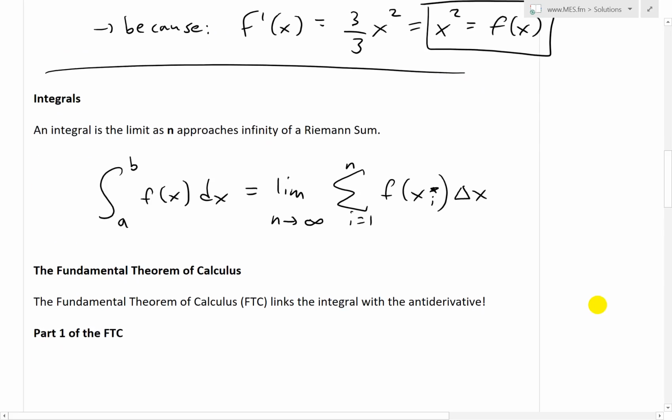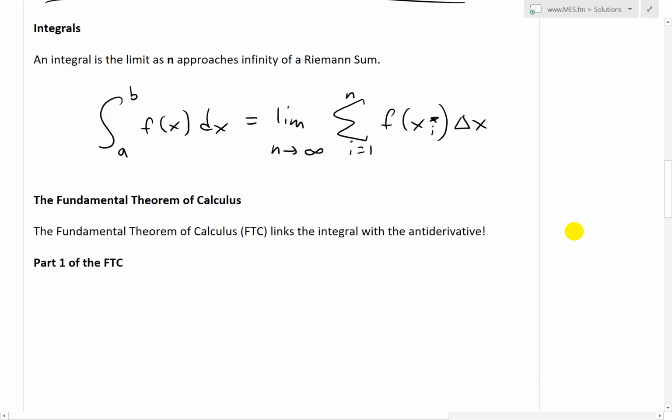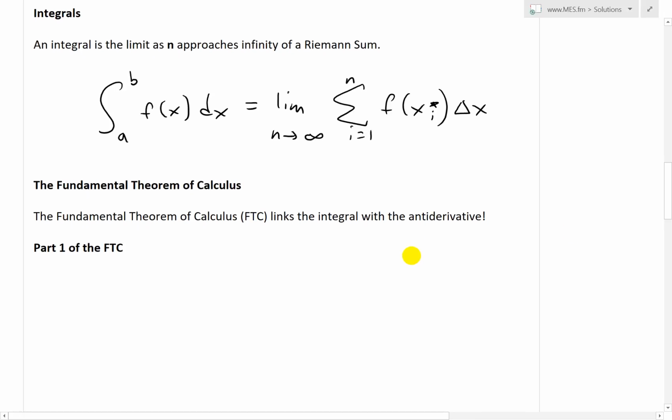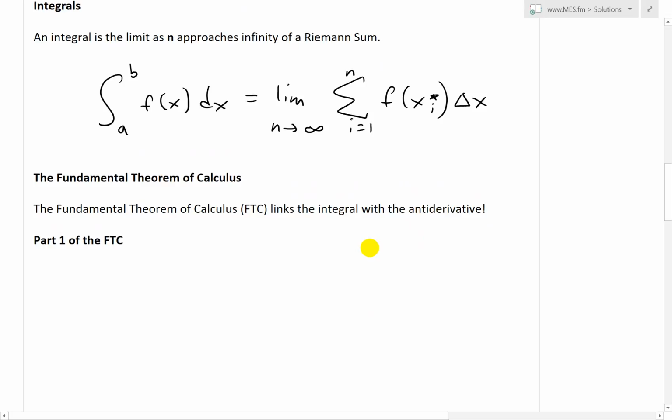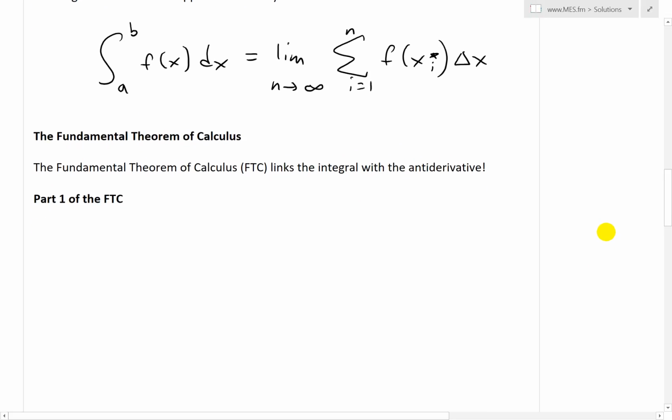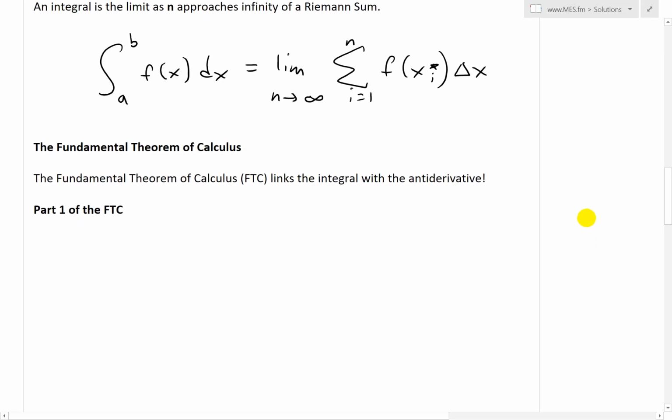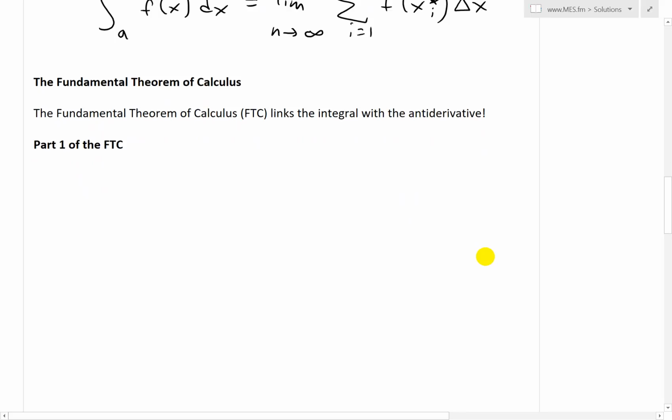Alright, so now that I've recapped the definition of an integral, which is again the limit of a Riemann sum as n goes to infinity, like this. Now where we link everything together is from the Fundamental Theorem of Calculus, and I've gone over the proof of these in my earlier videos, so make sure to watch those.